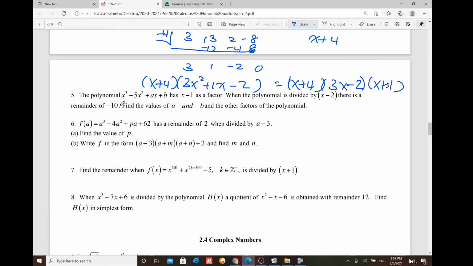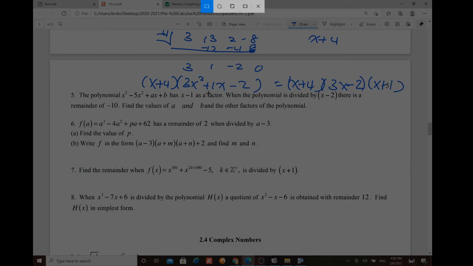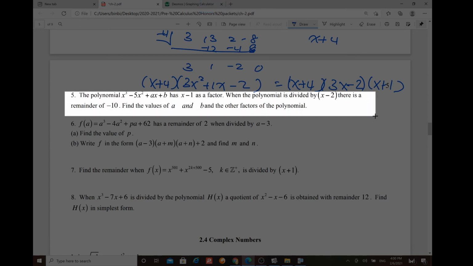So number 5, that one is also a little bit abstract. The polynomial, the dividend, has x minus 1 as a factor. So 1 would be the divisor. And when the polynomial is divided by x minus 2, there's a remainder of -10. So find the values of a and b, and then the factors of the polynomial. This one is one of the interesting ones. Let me take this to a new slide. It's pretty much like what we've been doing using the factor or remainder theorem.